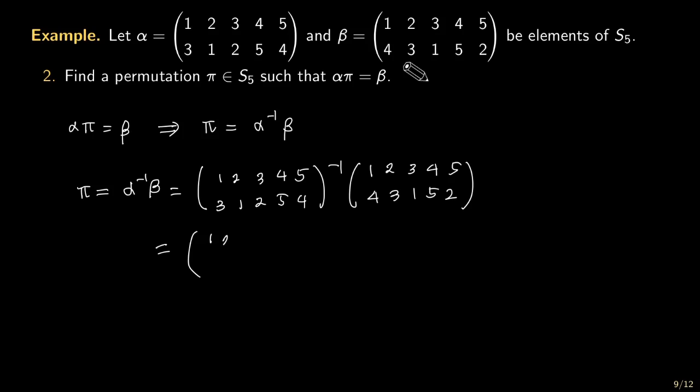Alpha inverse, how do you reverse? Again, 1 is sent to 3, so 3 will be sent to 1. 2 is sent to 1, 1 will be sent back to 2. 3 is sent to 2, so 2 will be sent back to 3. 4 goes to 5, therefore 5 should go back to 4. 5 goes to 4, therefore 4 should go back to 5. So this should be the permutation that will make the equation correct.